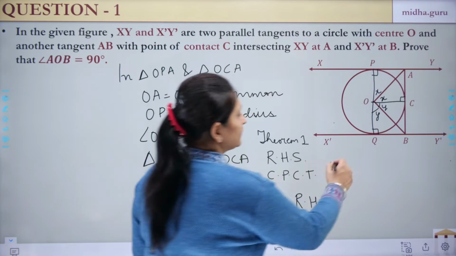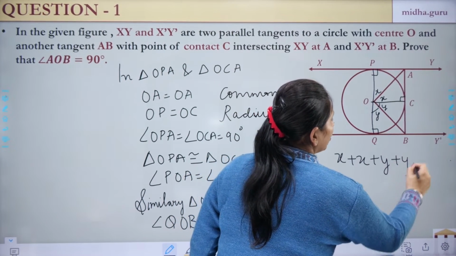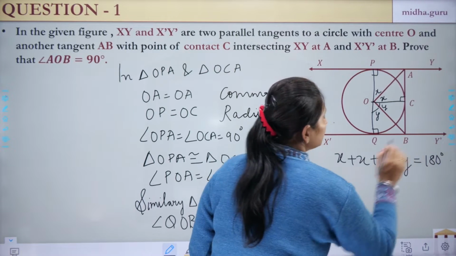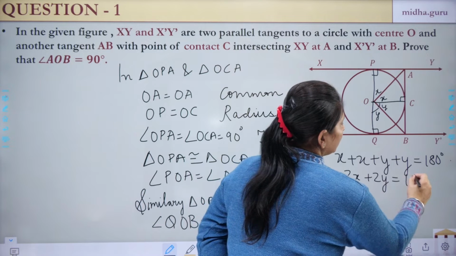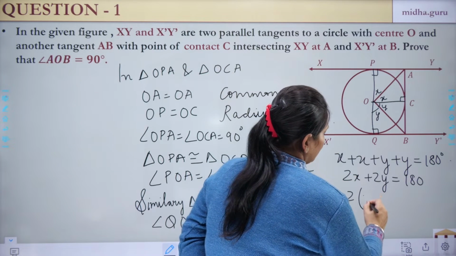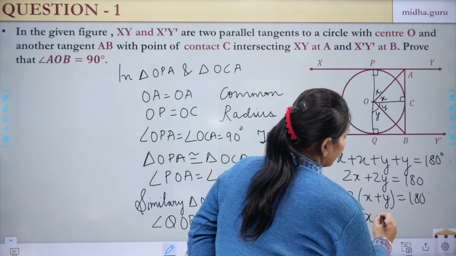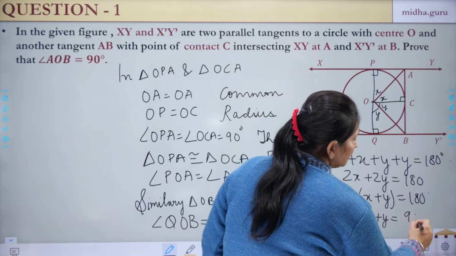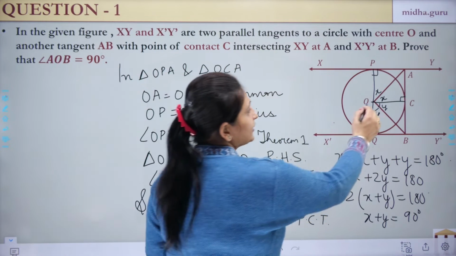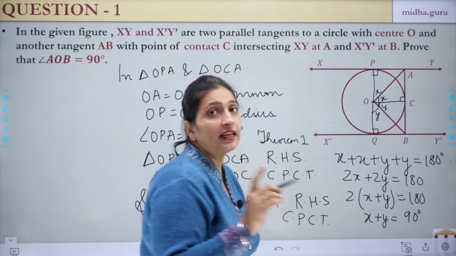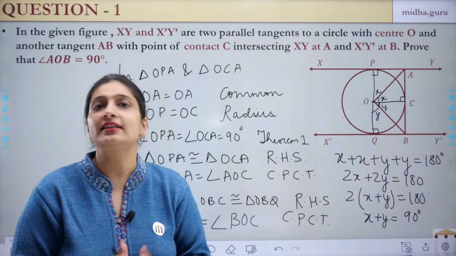So we can write x plus x plus y is equal to 180 degrees since it is a straight line. So we get 2x plus 2y is equal to 180 degrees. 2 we'll take common, and here we get x plus y is equal to 90 degrees. x plus y we have proved as 90 degrees, and x plus y is this angle, which is angle AOB. So we have proved AOB is equal to 90 degrees.